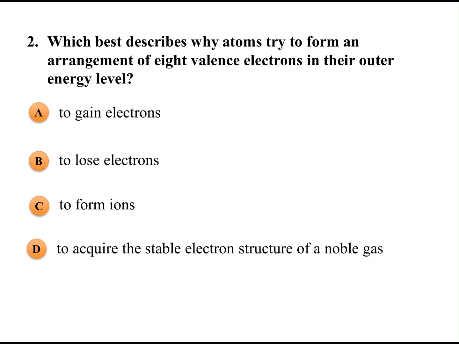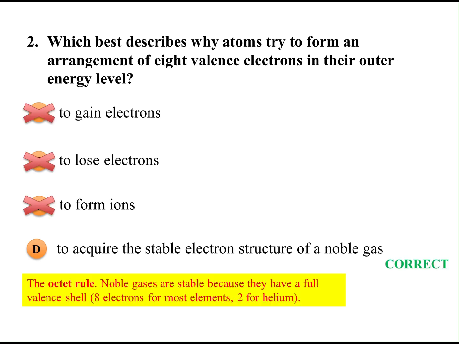Which best describes why atoms try to form an arrangement of 8 valence electrons in their outer energy level? Of course, the answer is D. Based on the octet rule, noble gases are stable because they have a full valence electron shell.